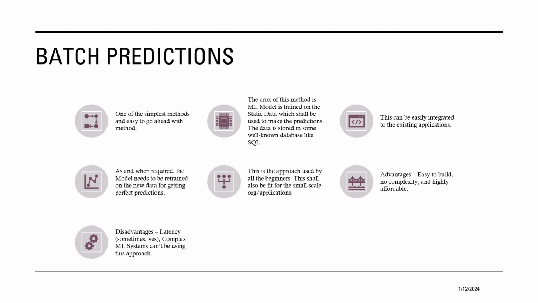This approach is pretty much easy for all the beginners, and this shall be also very easy and fit for small scale applications and organizations. The major advantages of this batch prediction way of doing it is really easy to build, no complexity is involved, and very highly affordable. Disadvantages? Yes, there are a few. Latency is the major one. Complex ML systems cannot be deployed using this approach. This is not a right approach for complex ML systems.